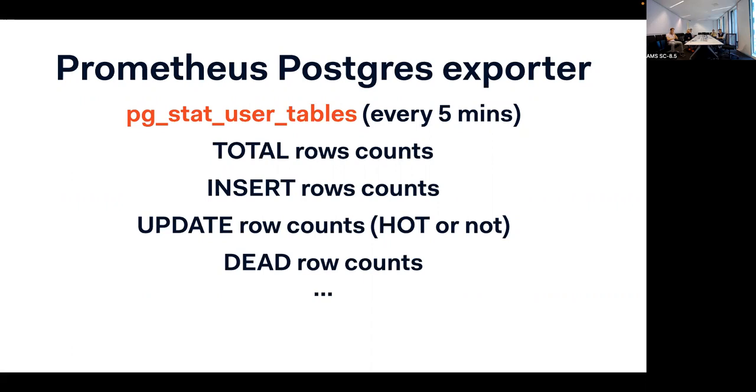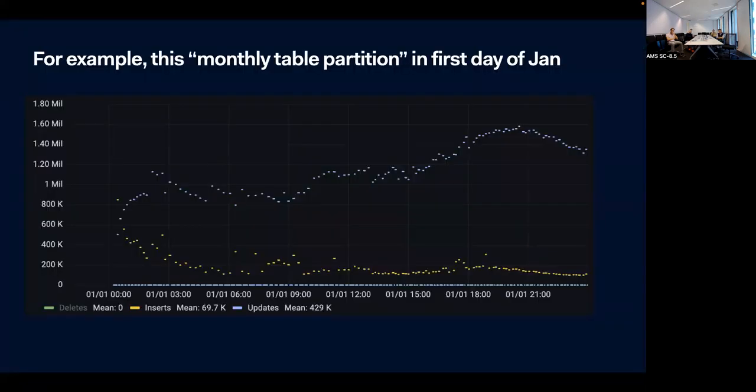And so this shows you a use case from Adyen with a monthly partition table, and you can see on the first day of the month, and this is from January, the yellow line shows the inserts, which start off quite high at close to 1 million.